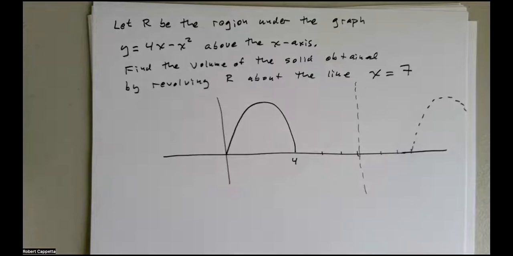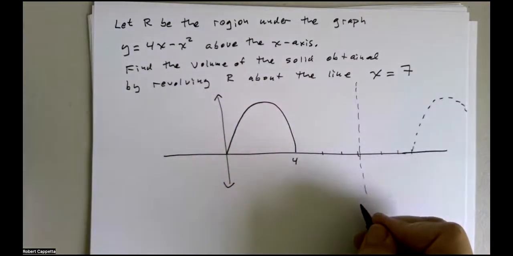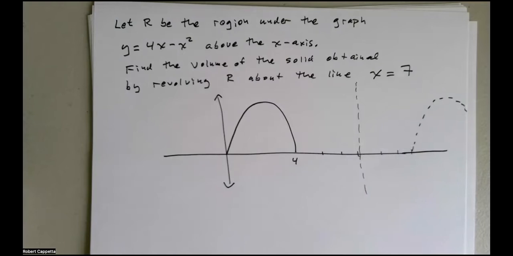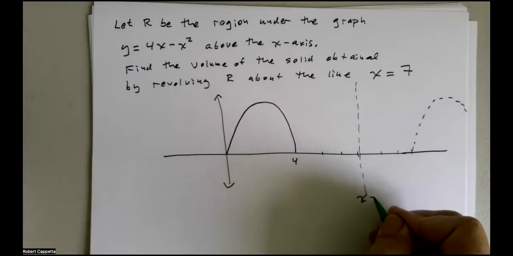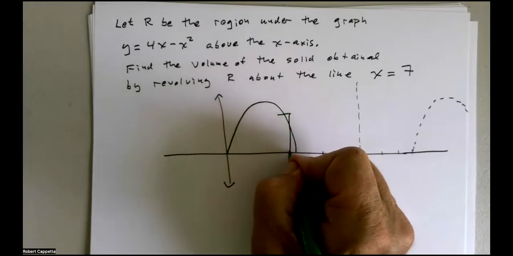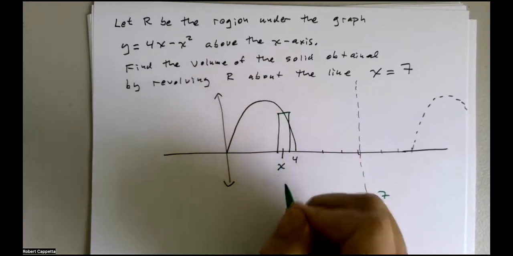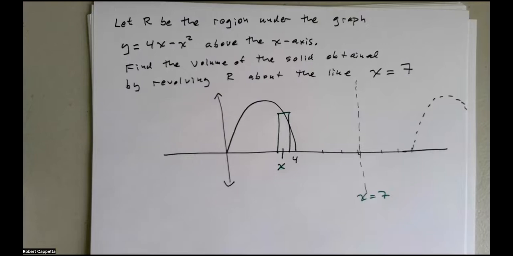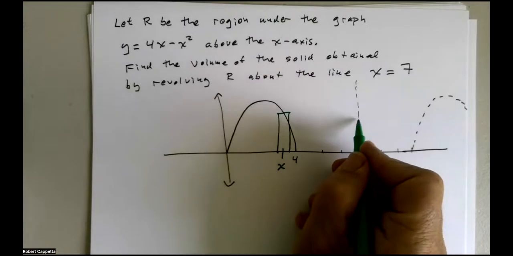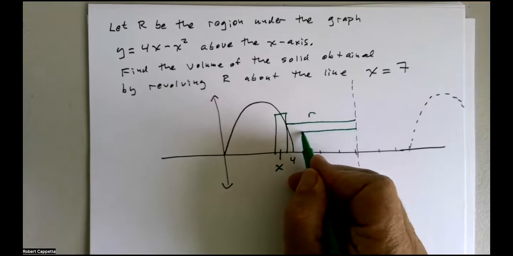So what is the distance? Here is my original function. Here is the y-axis. Let's make sure we're clear there. Here is the line x equals 7, which we'll look at here. I'm going to draw a little box at x and try to figure out what in the world big R and little r represent. Well, okay, little r is from the axis of rotation here, that's little r, and this is big R.